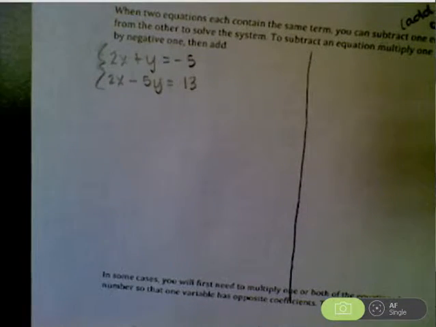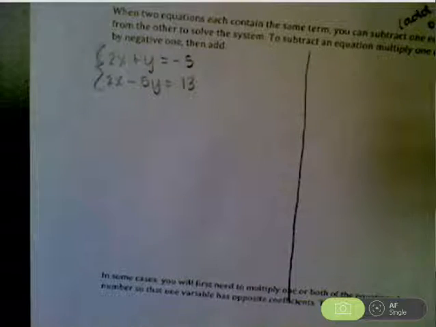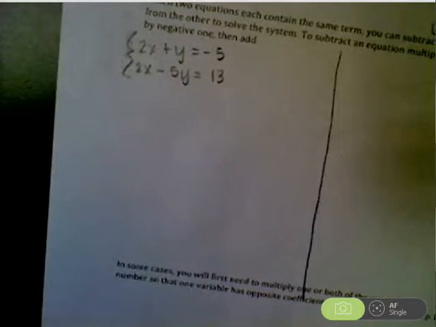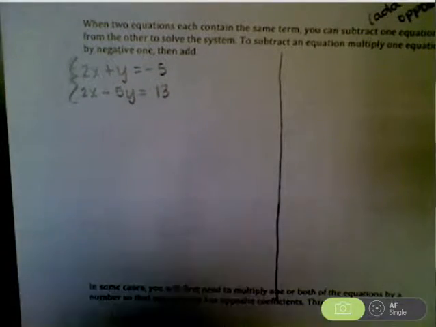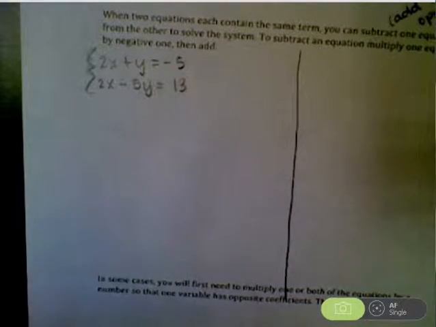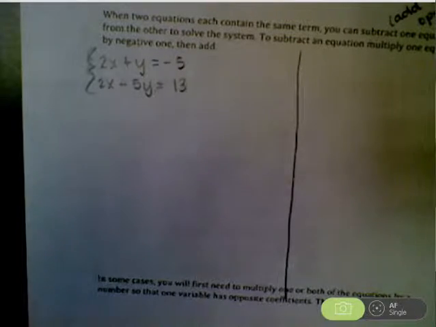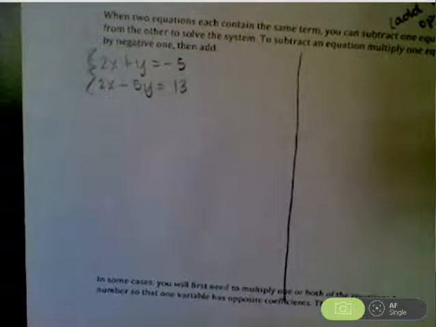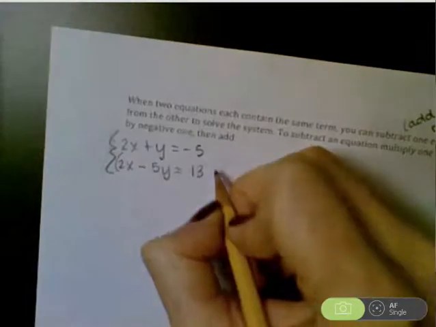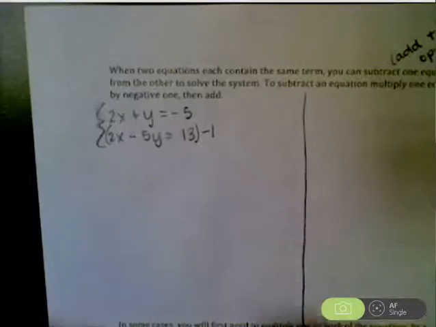So do you see 2 terms that are the exact same in this problem? Yes, 2x and 2x. If I added them the way they are right now, they would not cancel out. 2x plus 2x is 4x, so I'm not eliminating anything. However, I can easily change one of them to a negative by just multiplying the whole equation by negative 1. So when you have 2 terms that are the exact same, you're going to take the second equation and multiply the entire thing by negative 1.